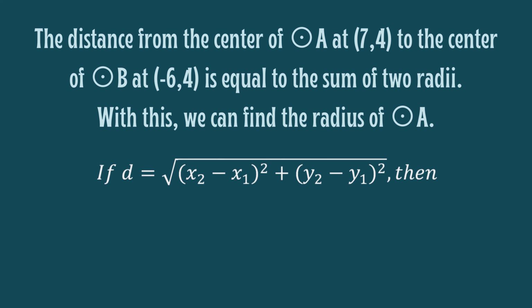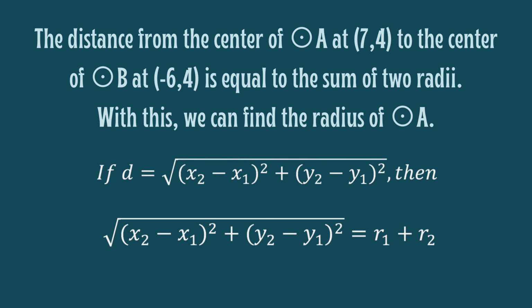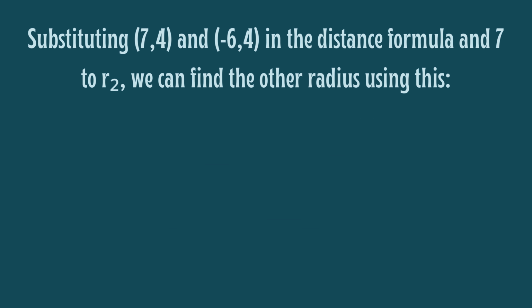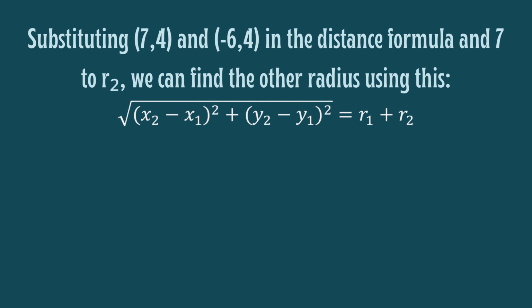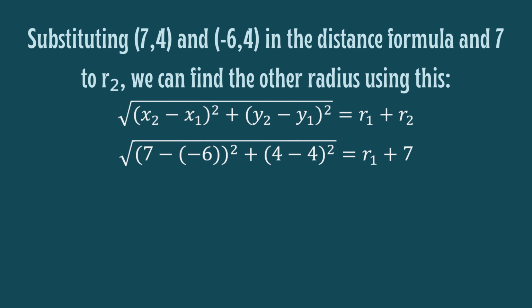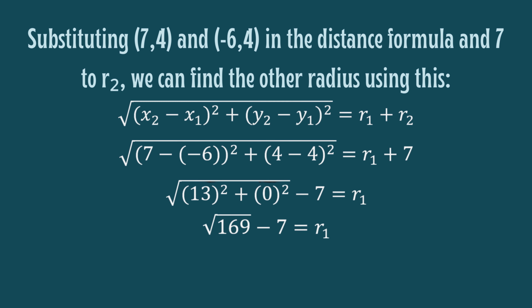We can find the distance between the two centers using the distance formula. And we can equate it to the radius of circle A plus the radius of circle B. Substituting 7, 4, and -6, 4, in the distance formula and 7 to r sub 2, we can find the other radius this way. Thus, the r sub 1, or the radius of circle A, is 6 units.